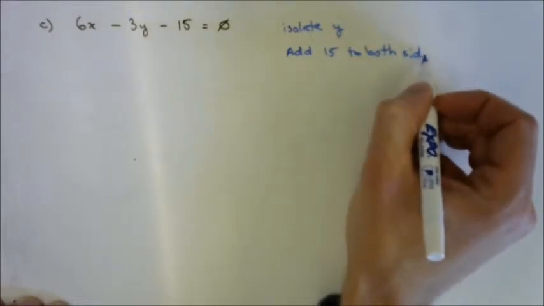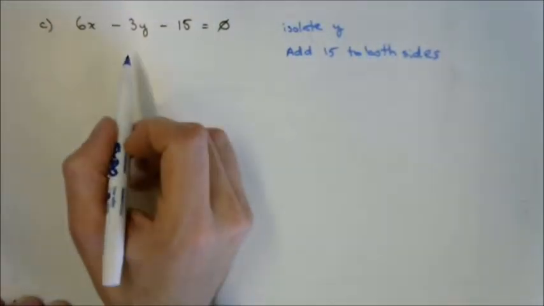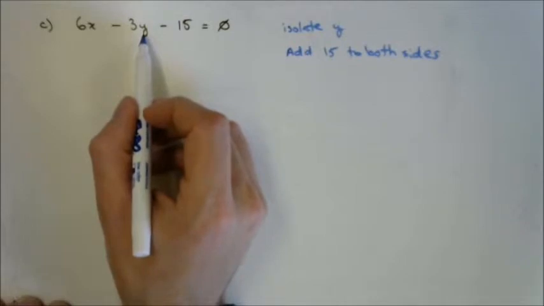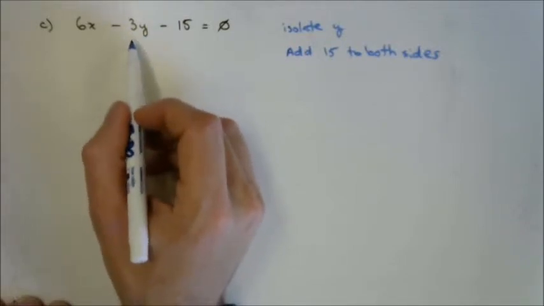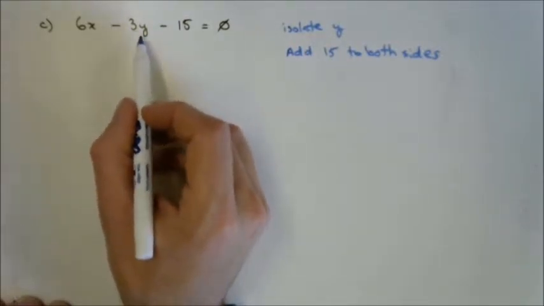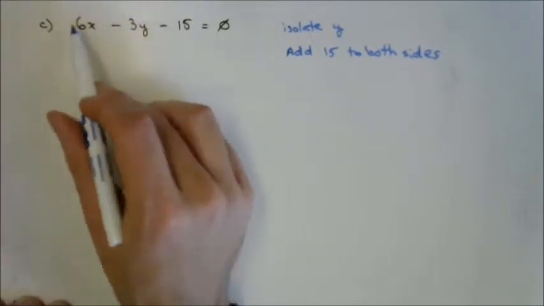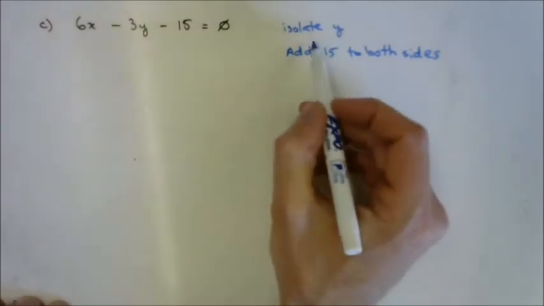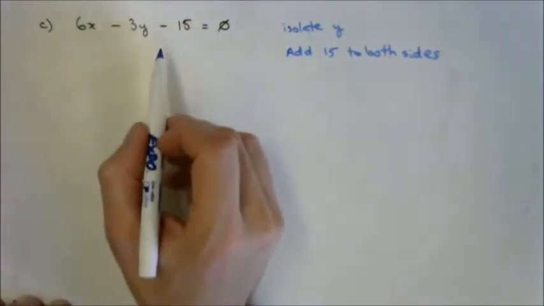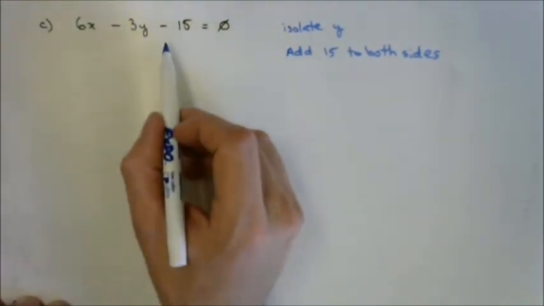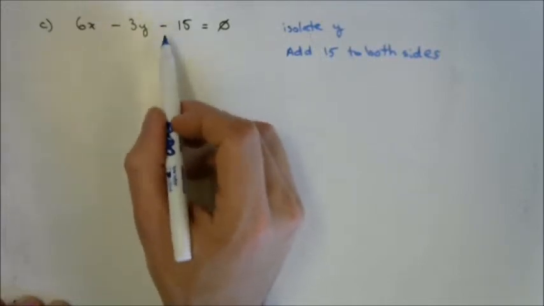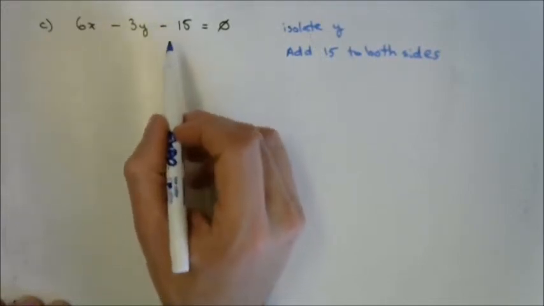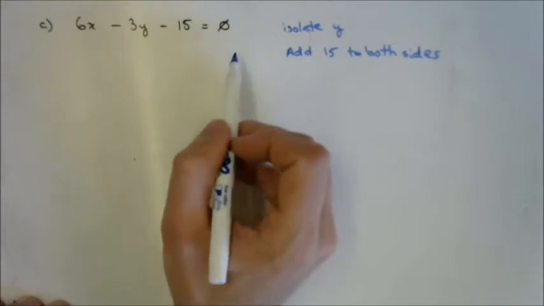sides. How would you know to add 15? Because right now the y is attached to the 3, but I can't do that yet. It's actually attached to negative 3. It's also on the same side as negative 15. And I want to get y all by itself. I want to isolate it by itself on one side. So I'm going to strip stuff away from it. One of the things I need to do to get 0 here is to add 15. If I'm going to add 15 to this side, I have to add 15 to that side.